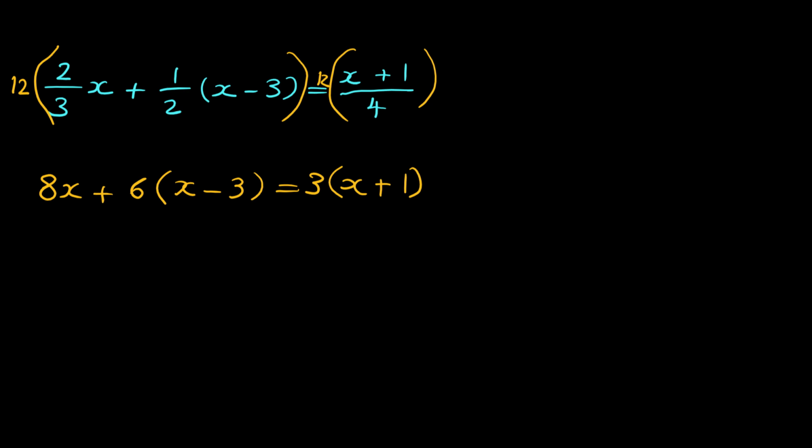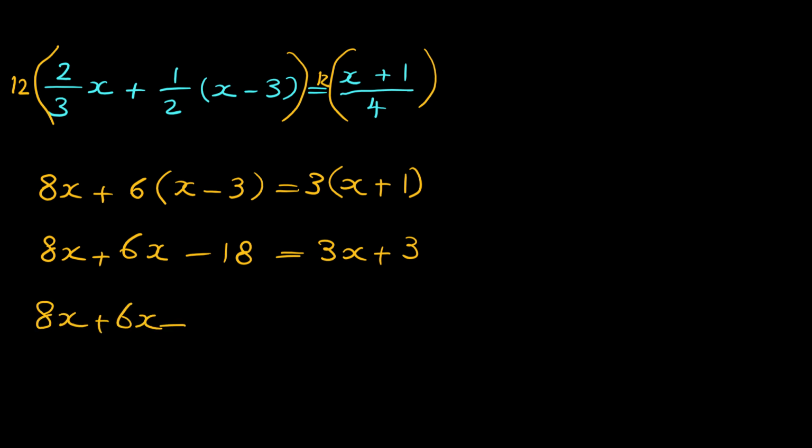Now is the time to distribute. 8x plus 6x minus 18. We multiply 6 in the bracket. 3x plus 3. Now everything is free. You can move everything to the left, right, everywhere. Variables to the left. 8x is already on the left, 6x is on the left, 3x goes to the left, and it would be negative 3x. 18 goes to the right, 18 plus 3. Don't forget negative 18 would be 18.